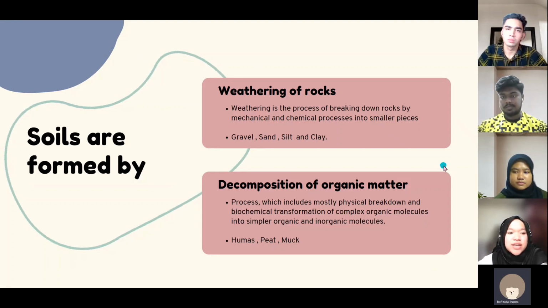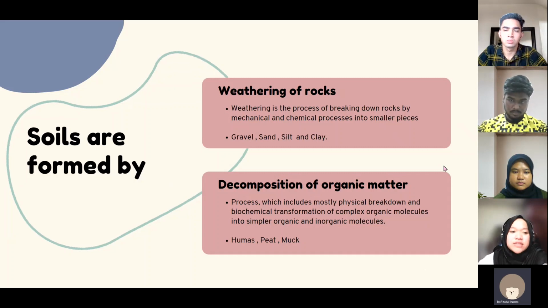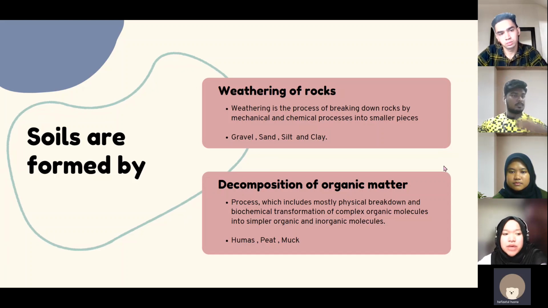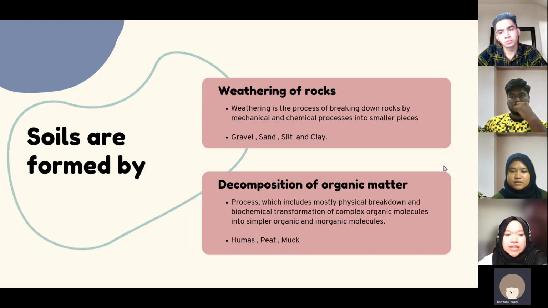Okay, so there are two ways to form a soil. The first one is weathering of rock, and the second one is the decomposition of organic matter. Weathering of rock is a process of breaking down rocks into smaller pieces by mechanical and chemical processes. For example, wind, rain, water, acid, salt. Those are some of the agents of weathering. Dan hasil daripada weathering of rock ni adalah gravel, sand, silt and clay.